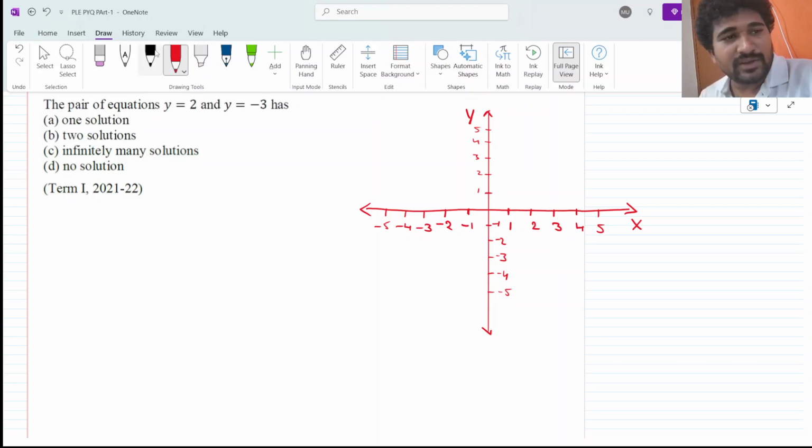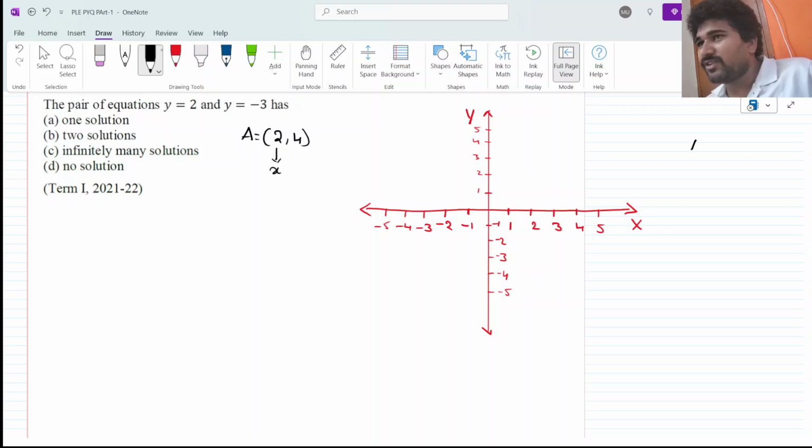Understand? Now I want to indicate a point. Its name is A. I want to indicate a point A. Its coordinates are 2 and 4. Who is this first guy? X value only, right?